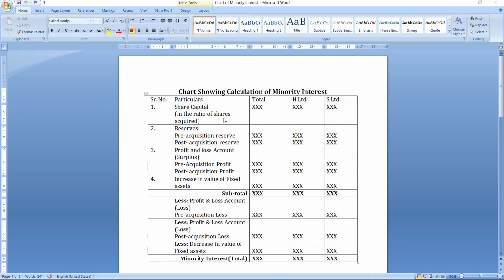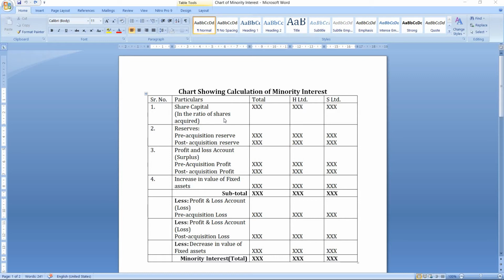What you have to do is take the share capital of the subsidiary company, and then see how much of the shares are acquired by the holding company. Okay, let's say that the holding company has acquired 60% of the shares of the subsidiary company. So 60% is the shares acquired by the holding company. So the remaining 40% is held by other shareholders, that is minority shareholders.